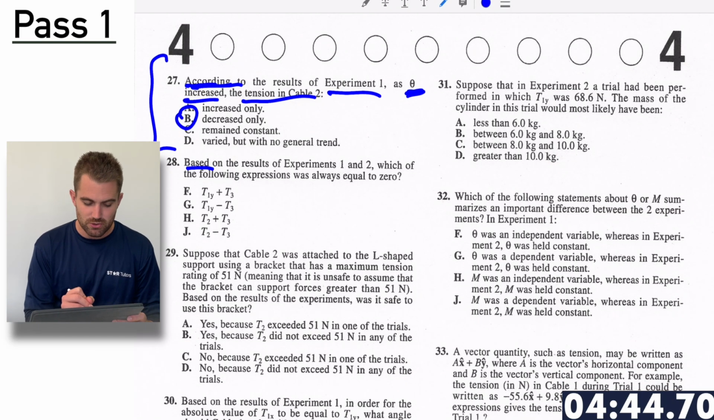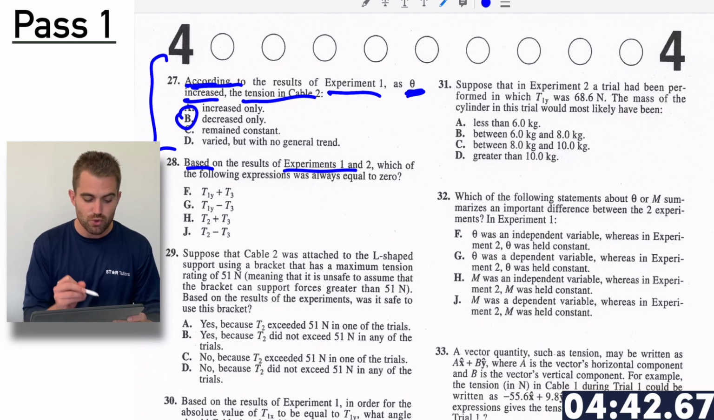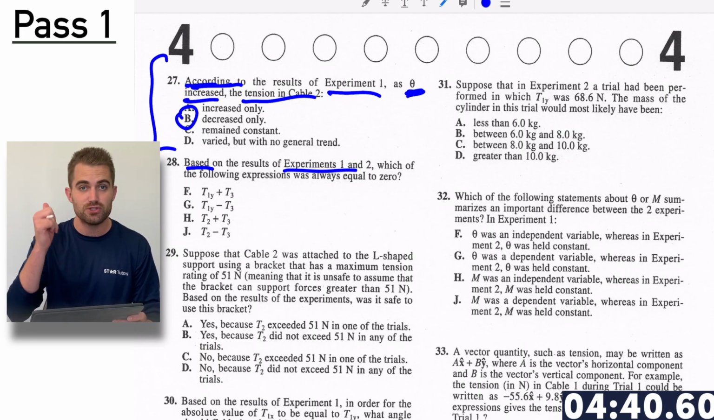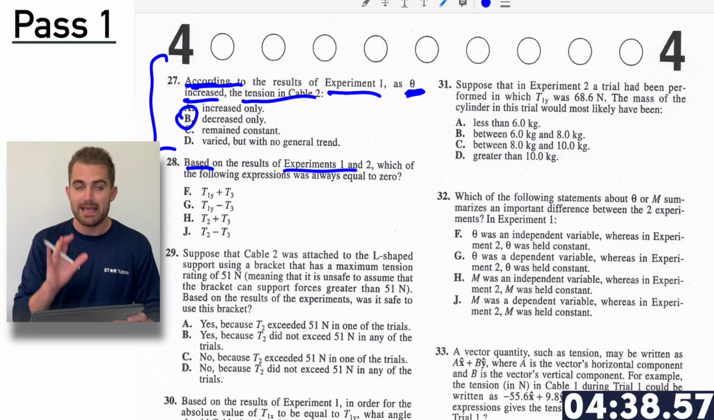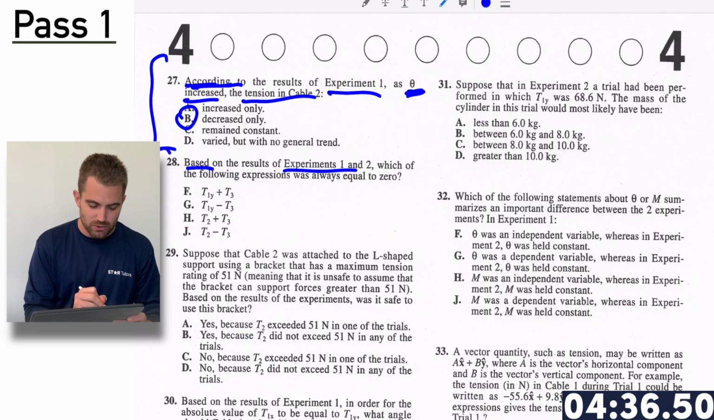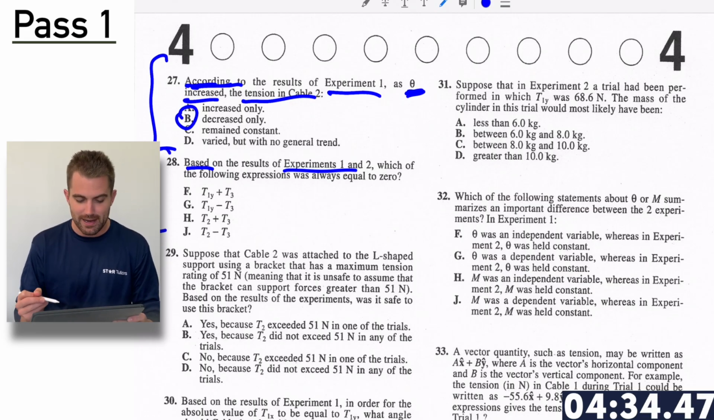Now at 28, based on the results of experiment 1 and 2, do you see how 28 is based on, right? According to and based on, look out for those words. These are very small data consumption questions, and we'll talk about 29 or 32.